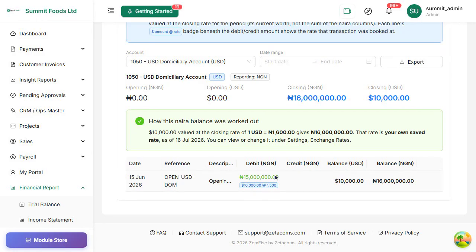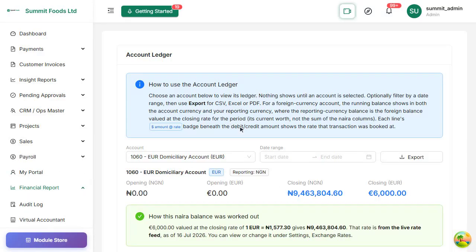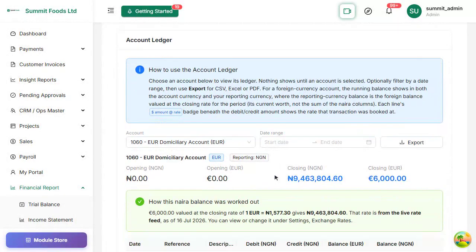Down in the movements, the opening funding went in as 15 million naira, and the small blue badge shows it was booked that day at $10,000 at a rate of 1,500. That was the rate at the time. The balance column, though, always uses the current closing rate, so it shows what the money is worth now, not just what it cost. The Euro domiciliary account works the same way.